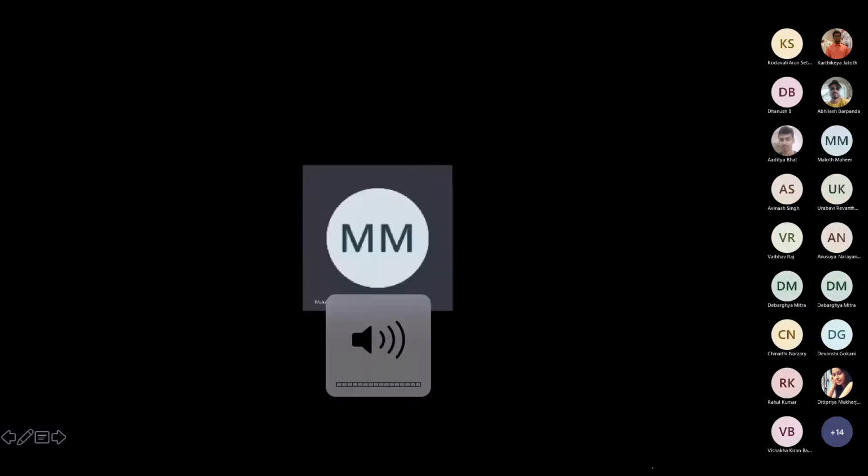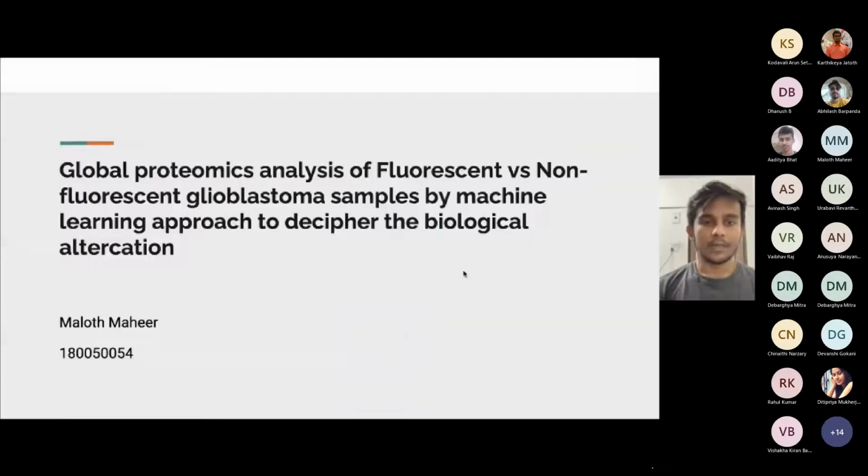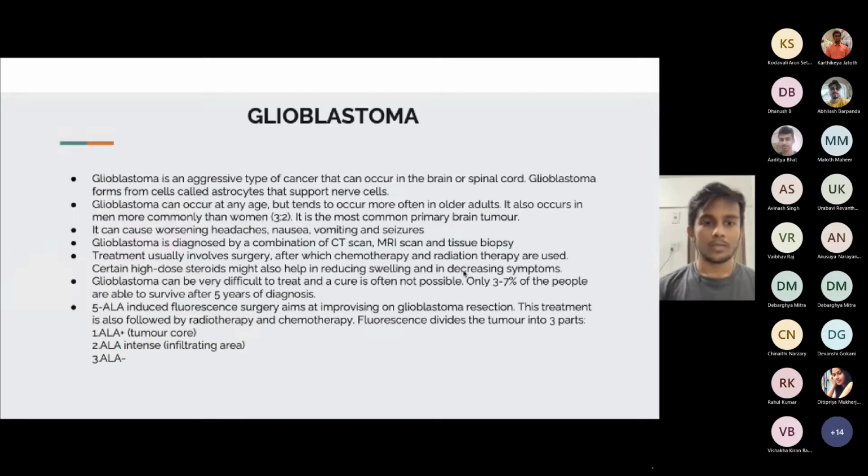I am Mahir, a fourth year BTech computer science student, and my topic is global proteomics analysis of fluorescent versus non-fluorescent glioblastoma samples by a machine learning approach to decipher the biological alteration. So, firstly, let's understand what glioblastoma is. Glioblastoma is an aggressive type of cancer that can occur in the brain or in the spinal cord.